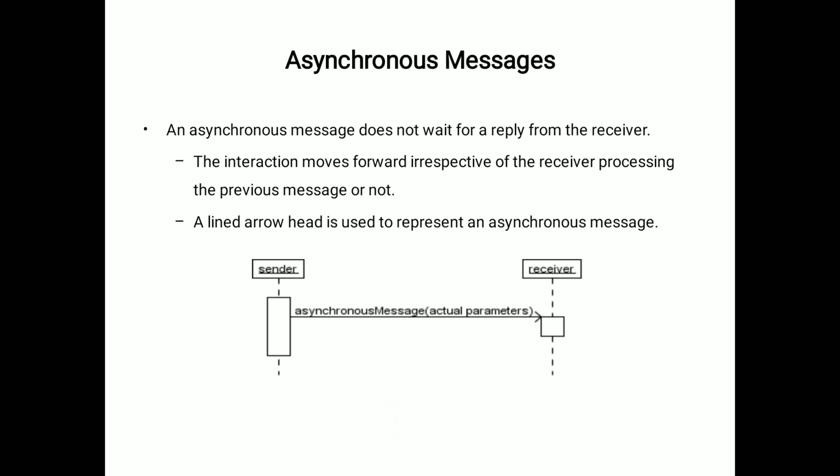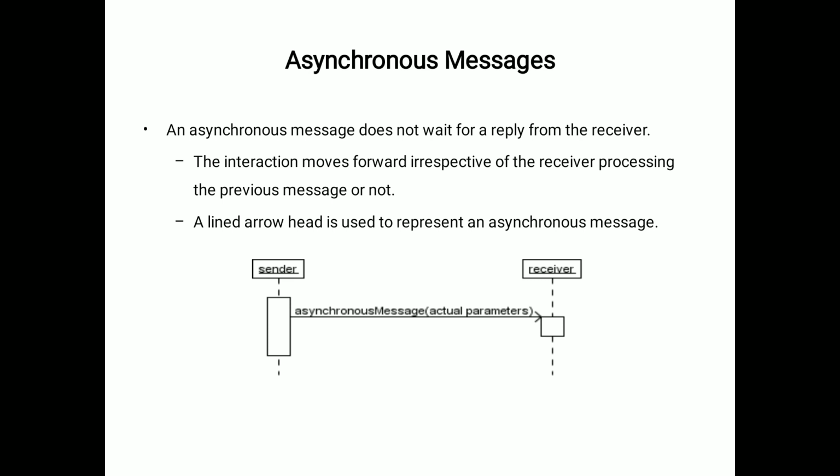Asynchronous message. An asynchronous message does not wait for a reply from the receiver. The interaction moves forward irrespective of whether the receiver has processed the previous message or not. A line arrow head is used to represent an asynchronous message. Here you can see the sender is there and the receiver is there. The sender sends the asynchronous message with actual parameters.